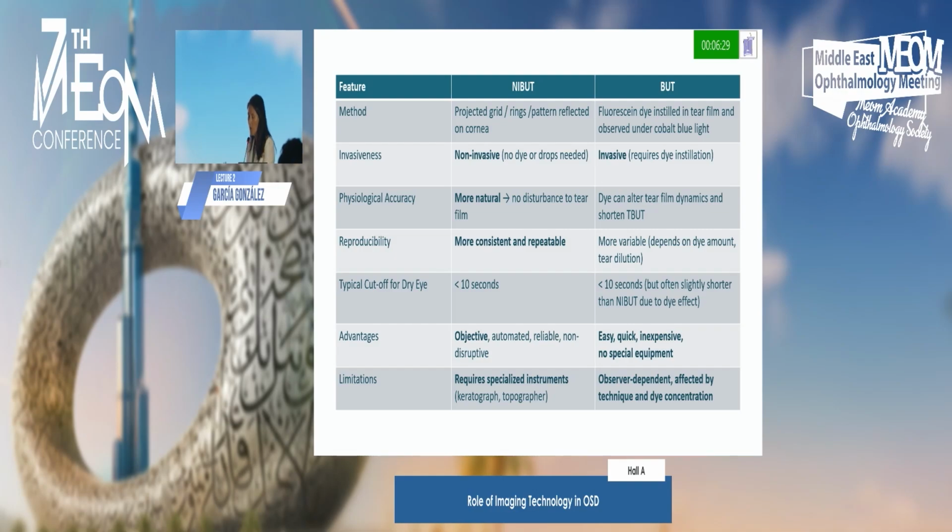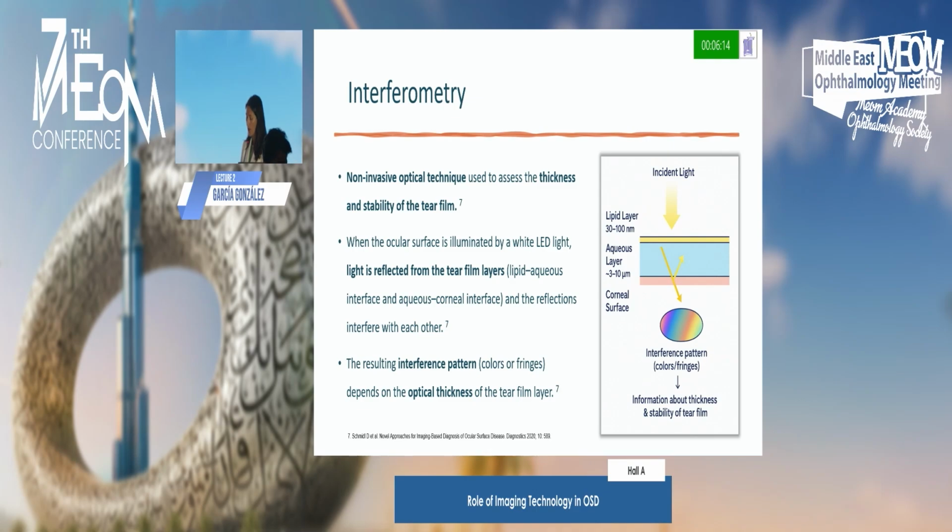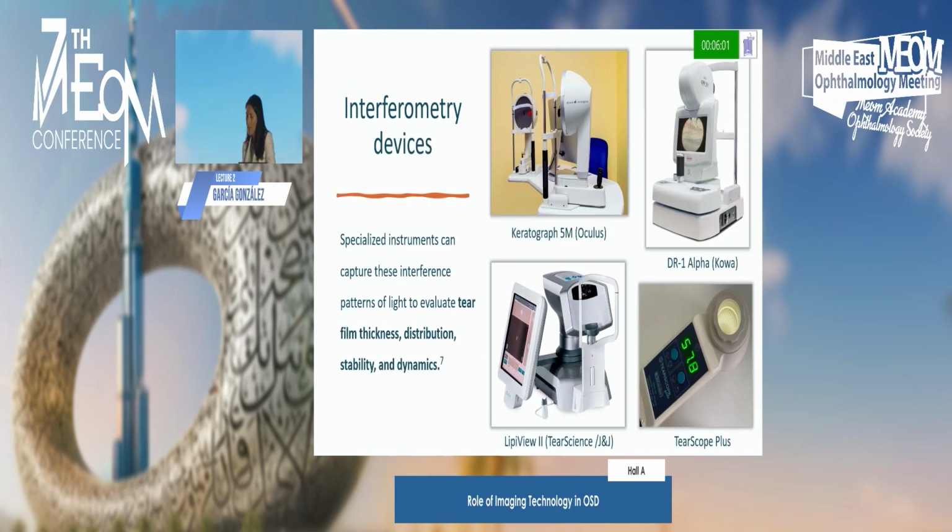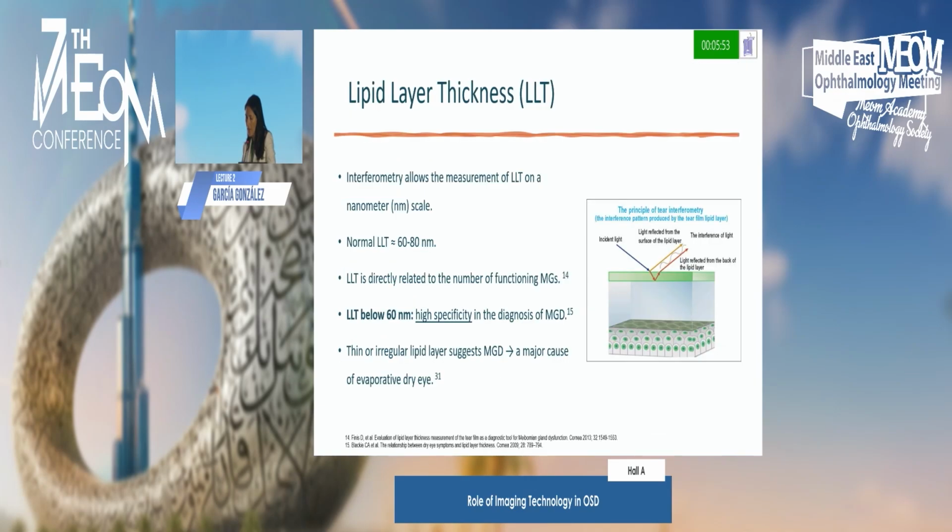So in comparison, the classical BUT using fluorescein is invasive, quick, and inexpensive, but is affected by the technique and the fluorescein concentration. The non-invasive BUT is non-invasive, more natural, more consistent, repeatable, and objective, but it requires special instruments. We can also use interferometry. This is a non-invasive optical technique used to assess the thickness and stability of the tear film. Several devices use this technology in order to evaluate the tear film thickness, distribution, stability, and dynamics.